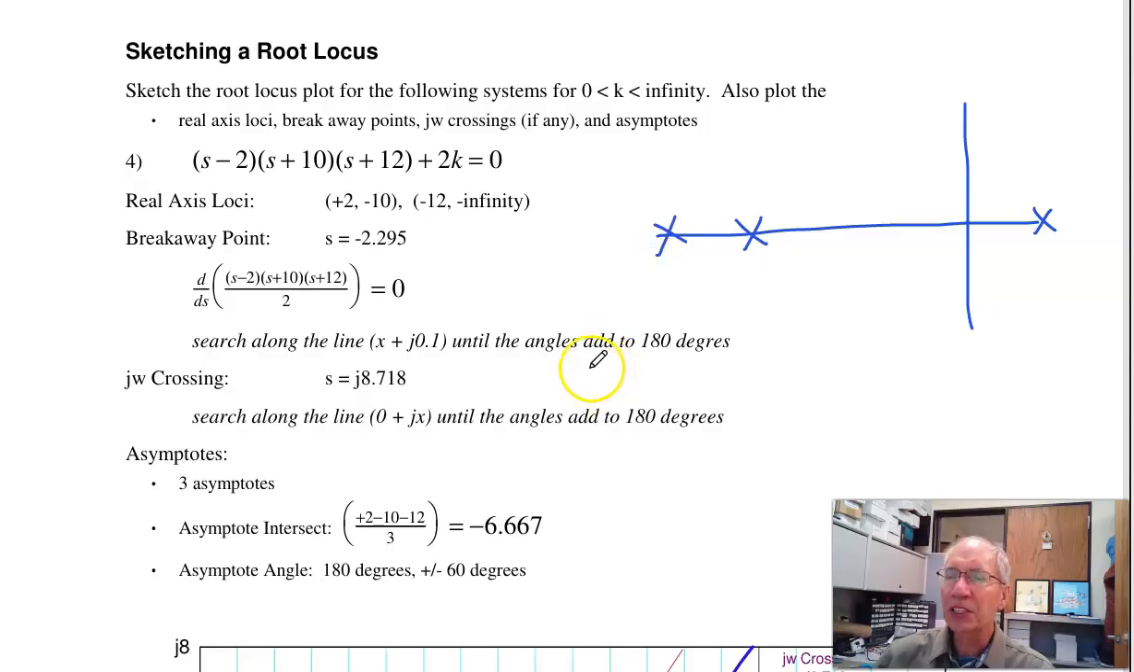I then do the real axis loci. That's even, odd. If there's an odd number of poles and zeros to the right, that's the real axis loci. So here's even, 0. Here's odd, even, odd. Let's see, asymptotes.